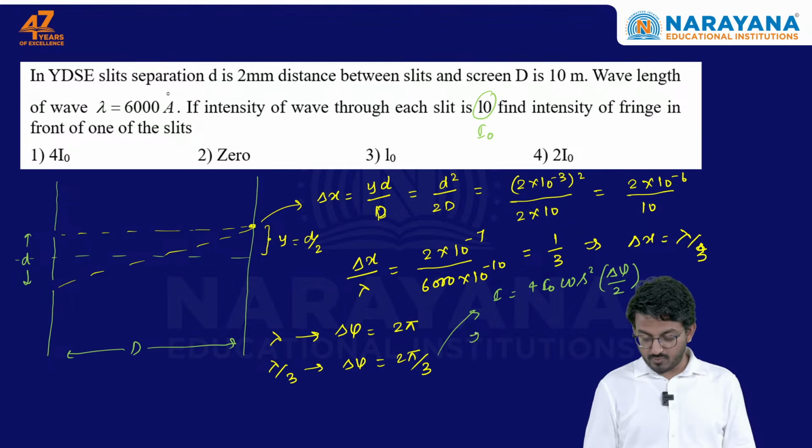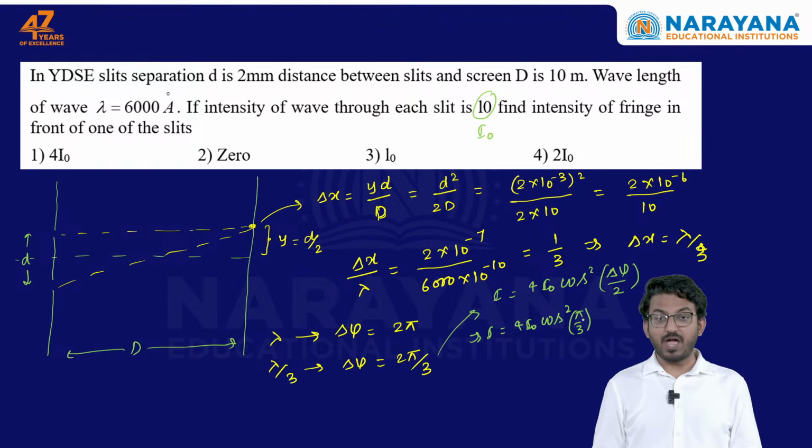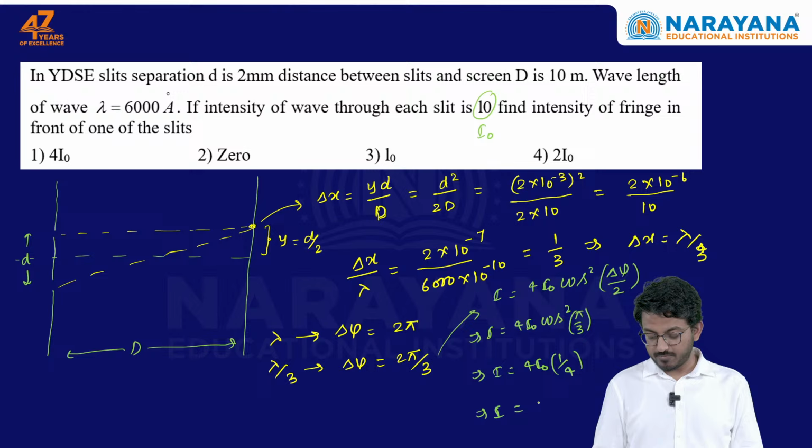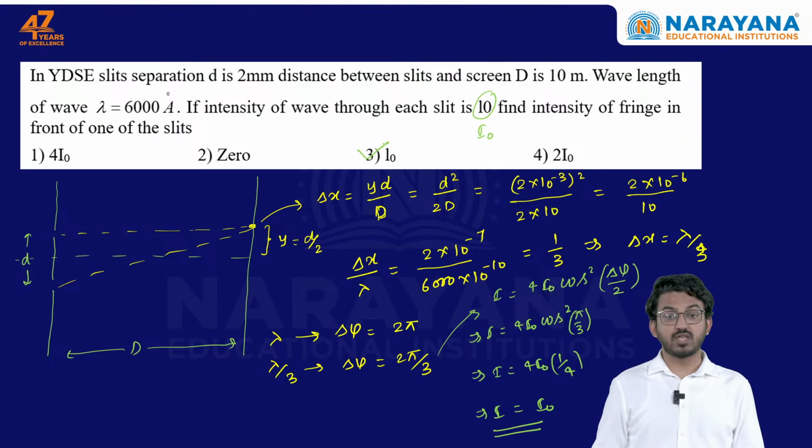Solving this will result in 4 I naught cos square, delta phi by 2 becomes pi by 3. Cosine pi by 3 is half, so square of that becomes 1 by 4. So resultant intensity being I naught, giving us the third option as the correct answer.